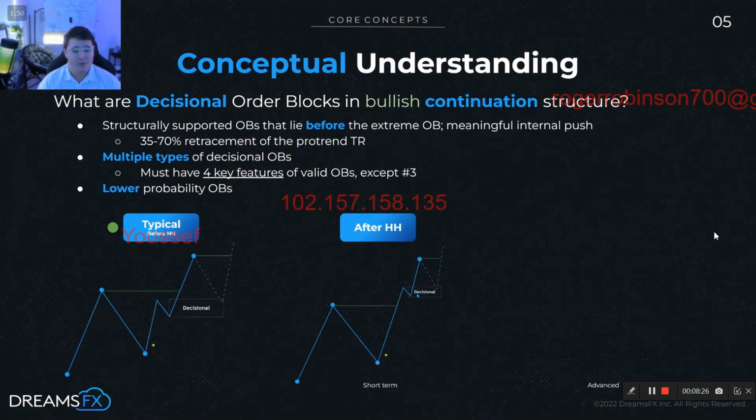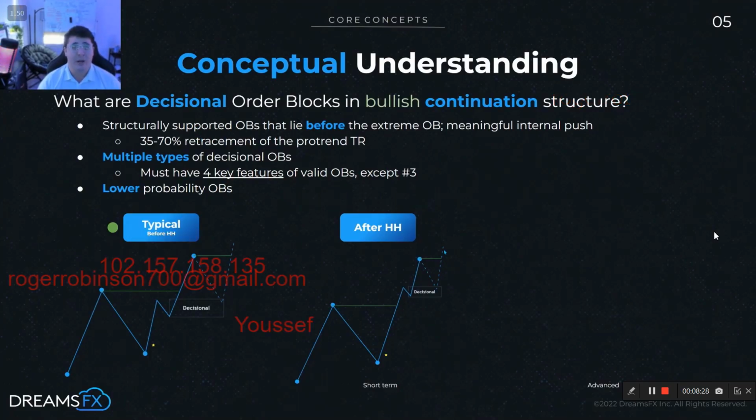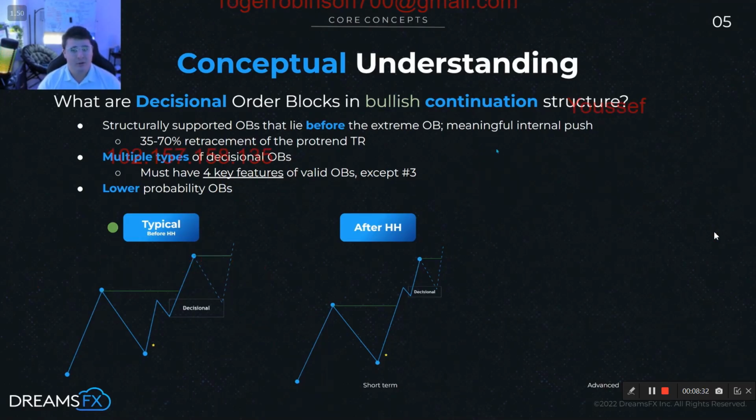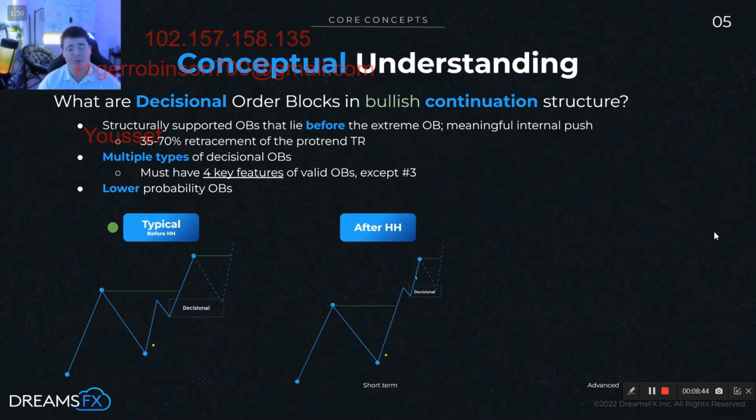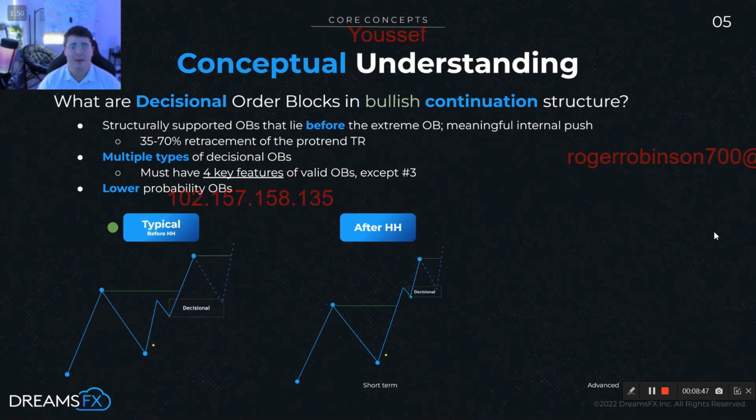But what this could also end up being is a short-term reaction, a short-term move for price to then come back down to the extreme and then go higher. A little bit more sophisticated. We'll go through it later on. So the difference between this one and this is that the typical decisional happens before the higher high is created. The second type of decisional occurs after the higher high is created, and it's a double confluence because it's also an internal structure, higher low makes a higher high.